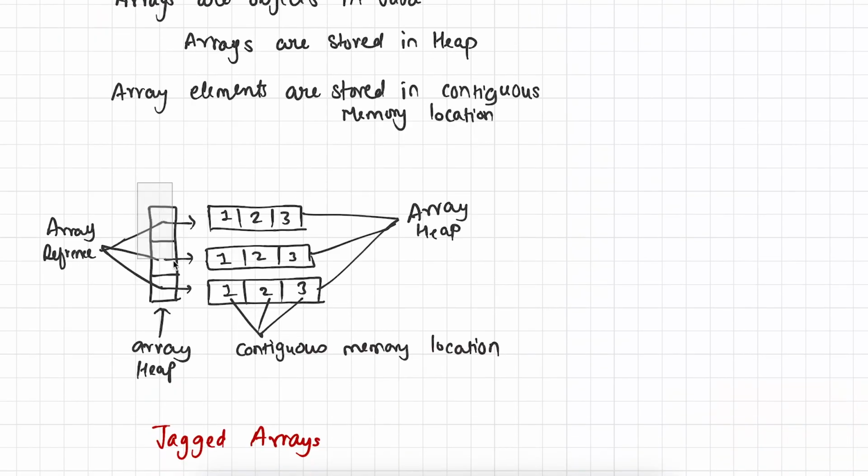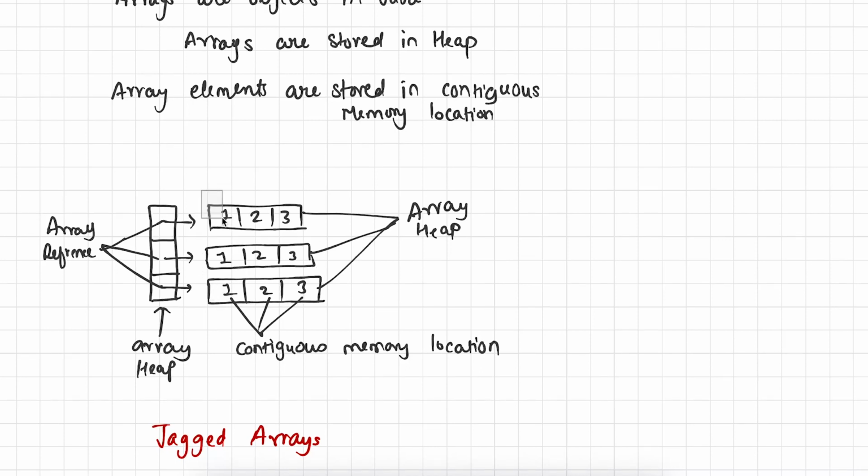So here we have an array, okay, and here we have 3 more arrays. So these arrays are stored on heap and the addresses of these arrays are stored in this array, meaning at first position the address of the first array is stored, on second position the address of the second array is stored, and on third position the address of the third array is stored. And the elements of these arrays are stored in contiguous memory locations.